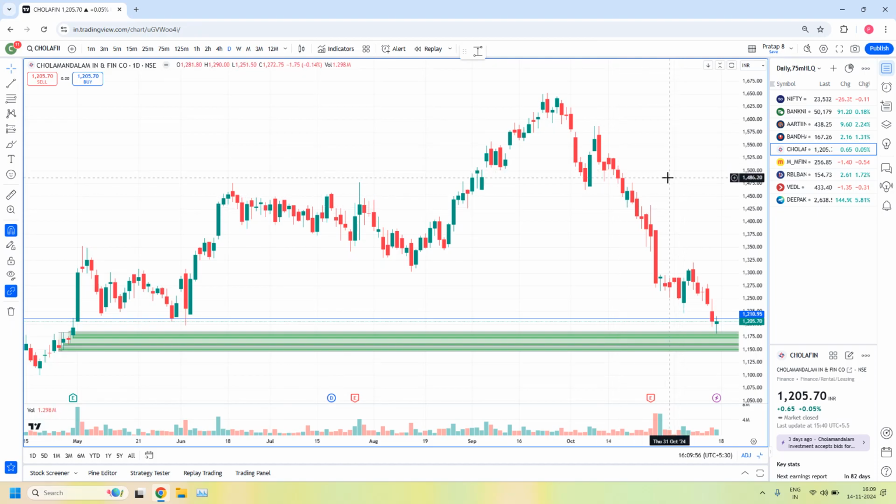Yesterday, in the end of the day report, we identified 7 high liquidity zones from the daily and 75 minutes time frame. And you have a lot of learning from this stock, Cholamandalam Finance. Probably you will be learning some new points in this analysis. Please concentrate. This is a daily high liquidity zone.